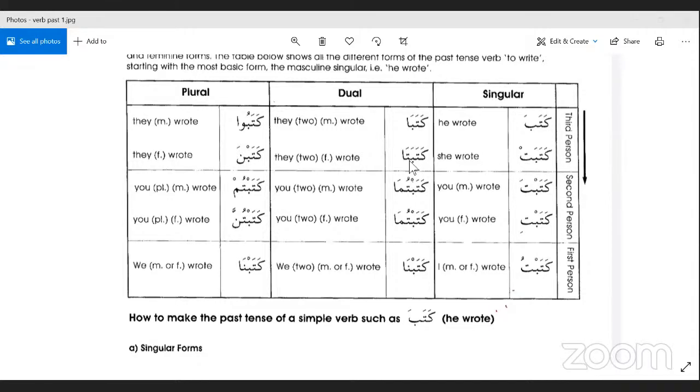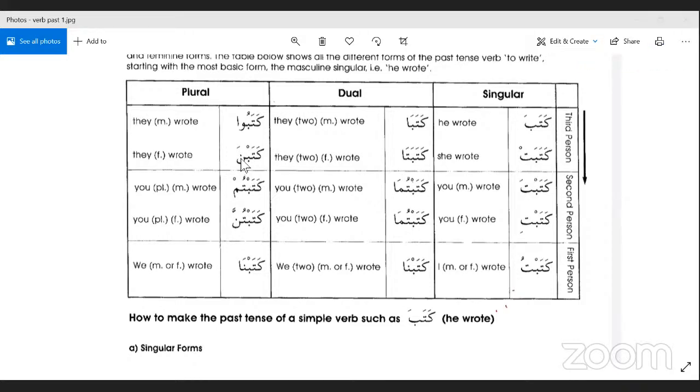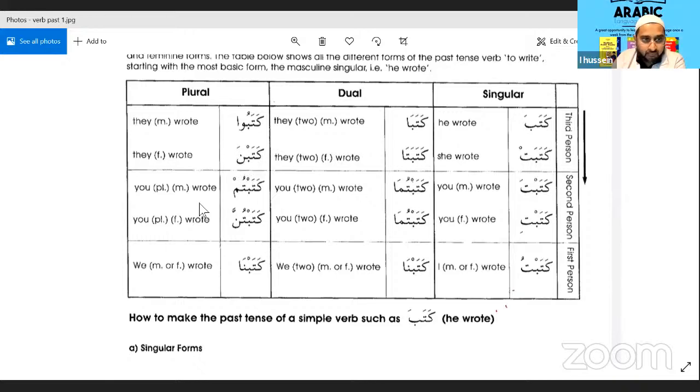Katabata for two females, dual. Correct. And plural for more than two females, katabna. Excellent. Is this clear? Yes, thank you. Brilliant. Next person, Ma'suma al-Arakiya.